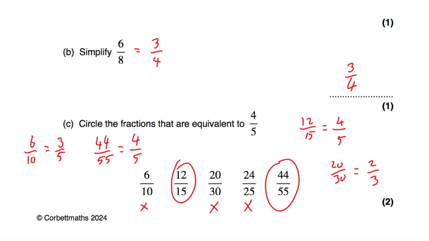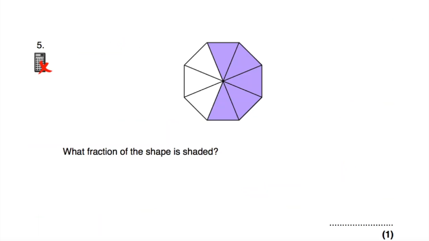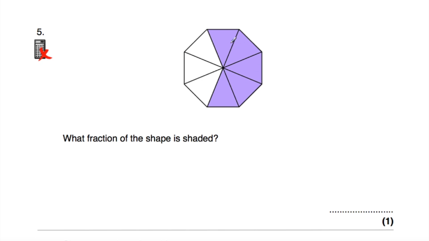Okay, let's look at our next question. Okay, so question number 5. Question number 5, we've got this shape. It's got 1, 2, 3, 4, 5, 6, 7, 8 sides. So it's an octagon. And let's just check. That means you should have 8 triangles inside of it. 1, 2, 3, 4, 5, 6, 7, 8. So it's an octagon. It's got 8 sides.